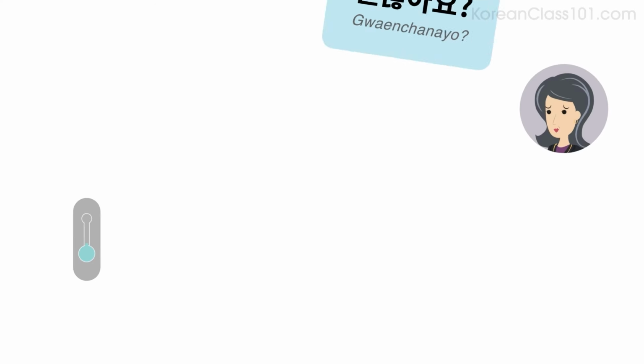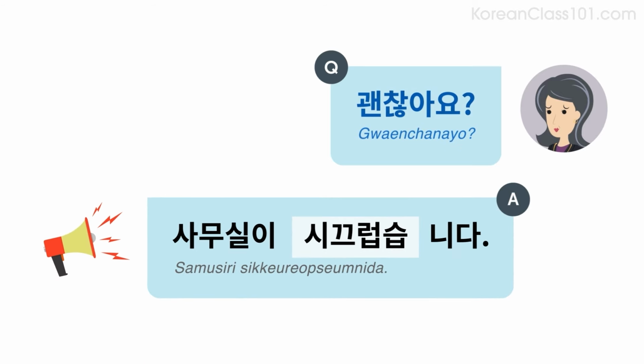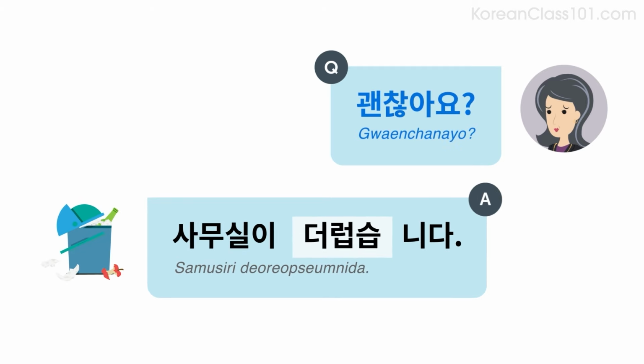Let's look at some examples. Listen and repeat or speak along with the native speakers. 괜찮아요? 사무실이 춥습니다. 괜찮아요? 사무실이 시끄럽습니다. 괜찮아요? 사무실이 더럽습니다.